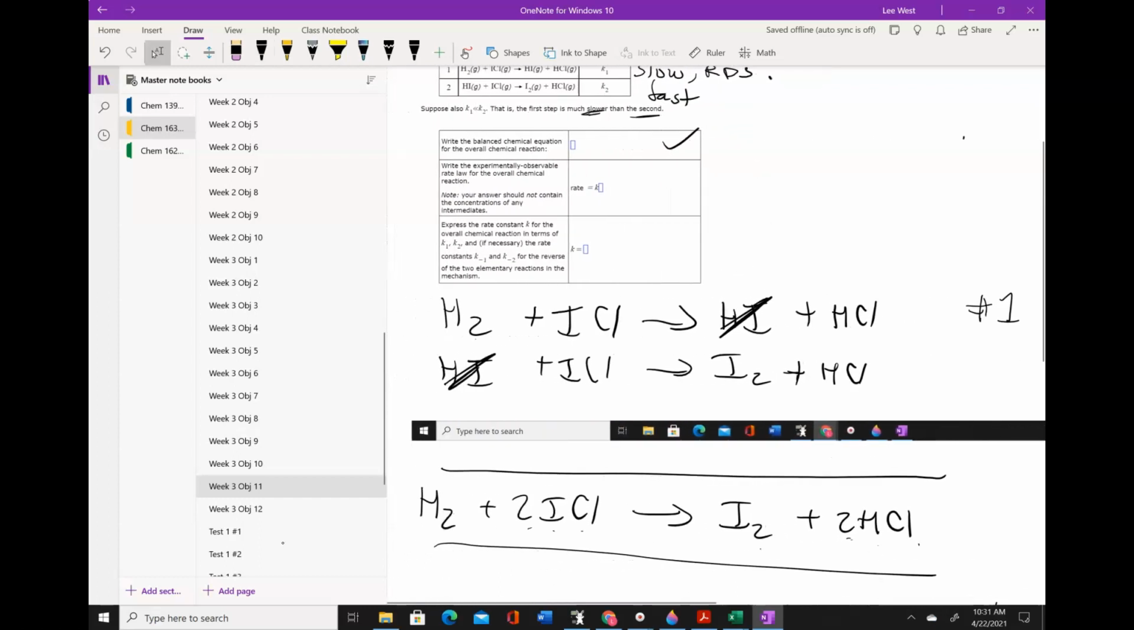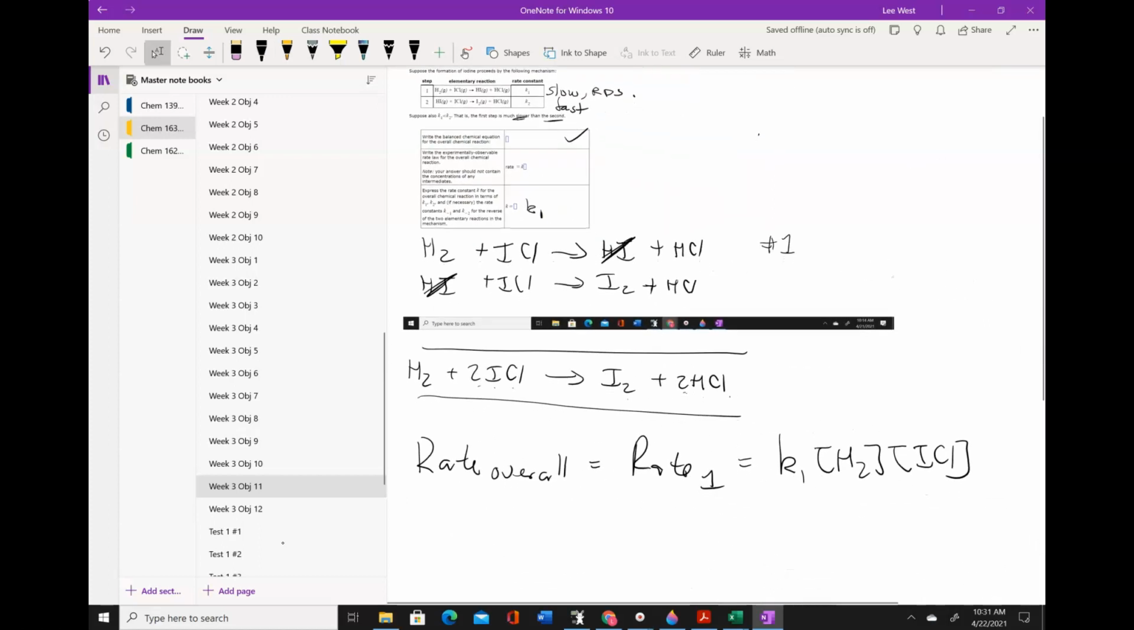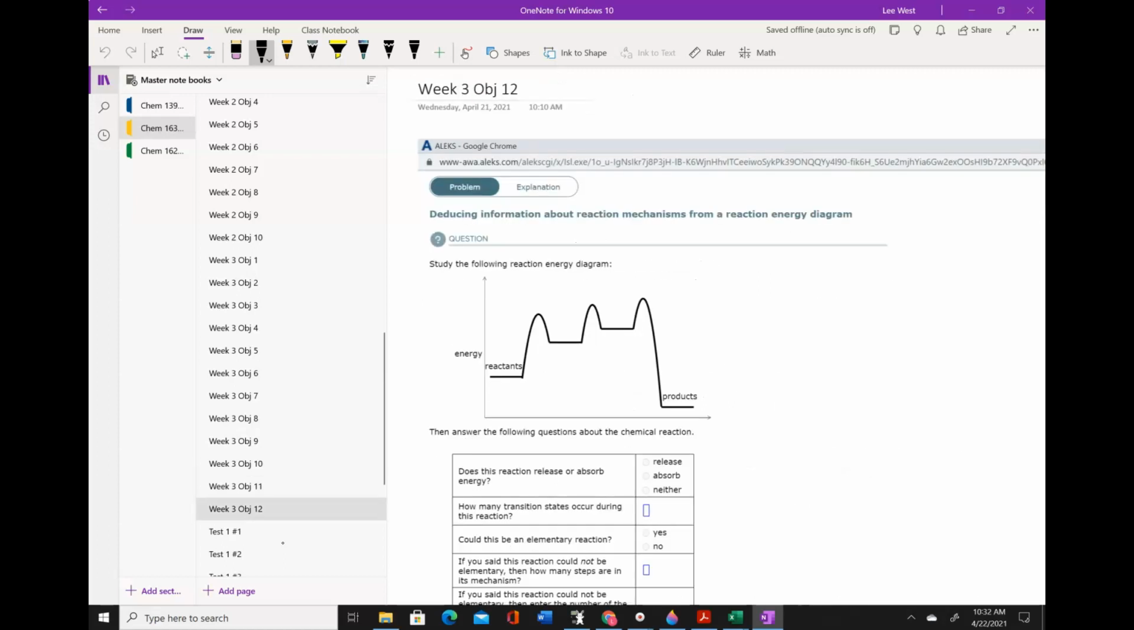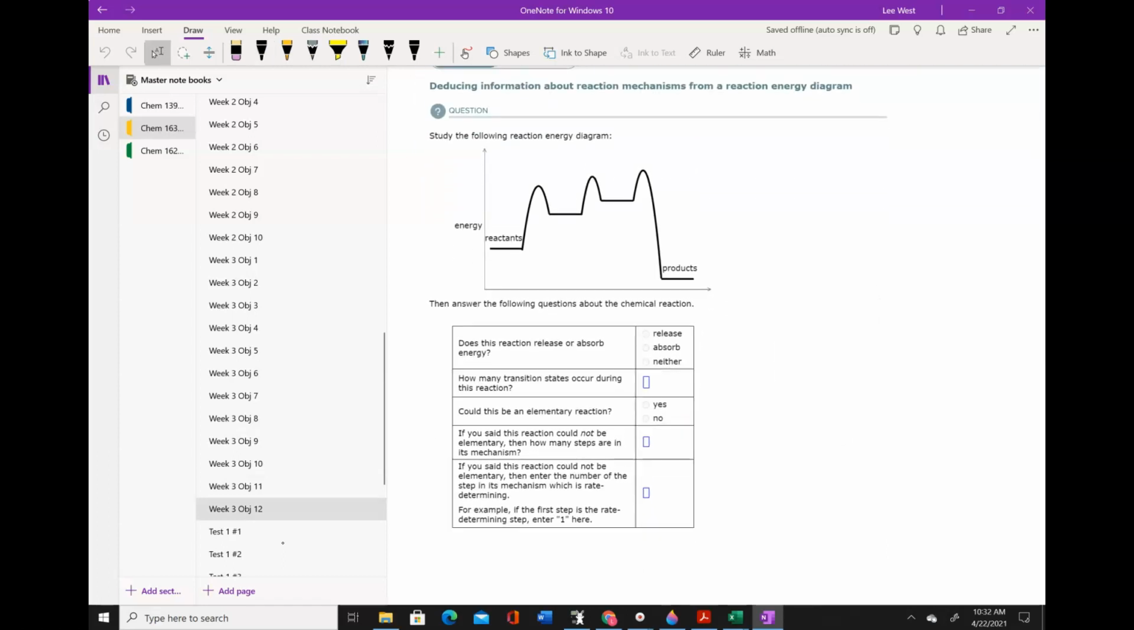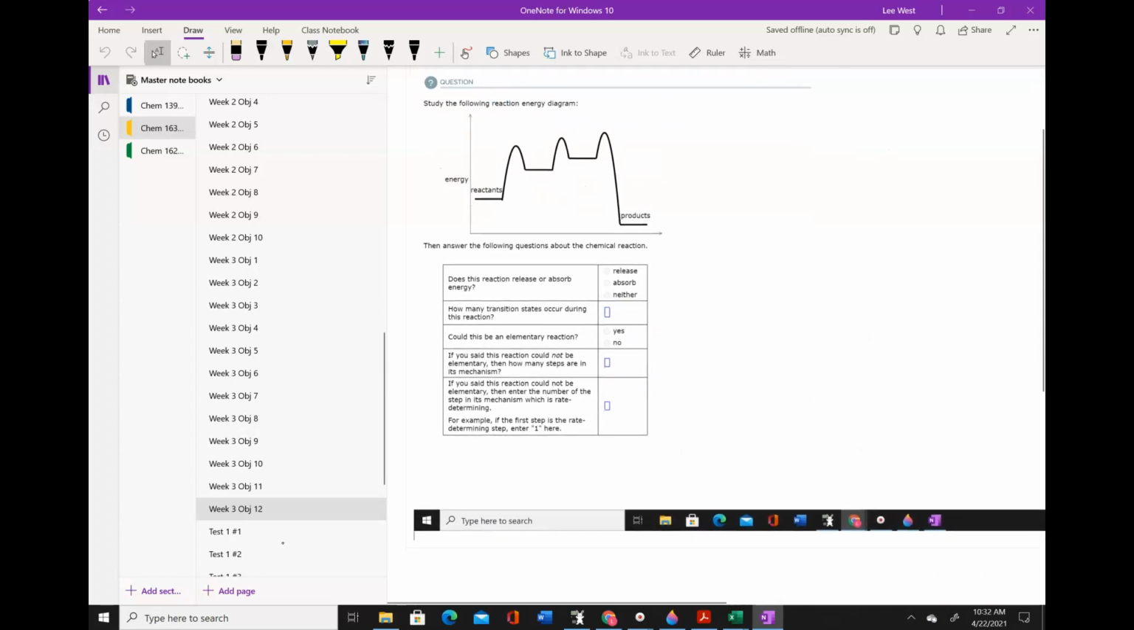And then it says express the rate constant for the overall chemical reaction in terms of K1, K2, etc. And if necessary, the rate constants for the reverse reaction. Well, K in this case is just equal to K1. Yeah, see, K is just equal to K1. So that was easy. All right, so that was another example of the same thing. We have to eventually get one where we're going to flip the order, surely. No? Okay, we got lucky. Perhaps I'll go back and do an example where I just assume that the second step is slow and show you how to do that.